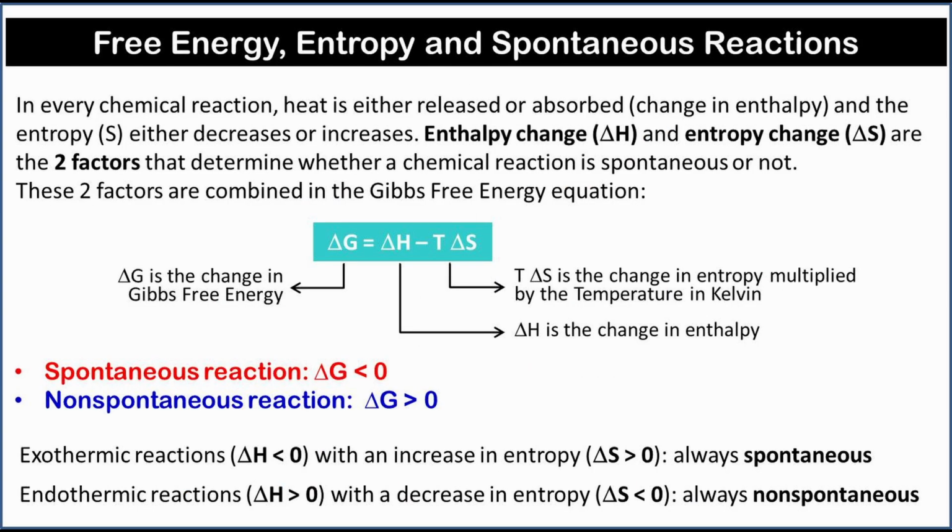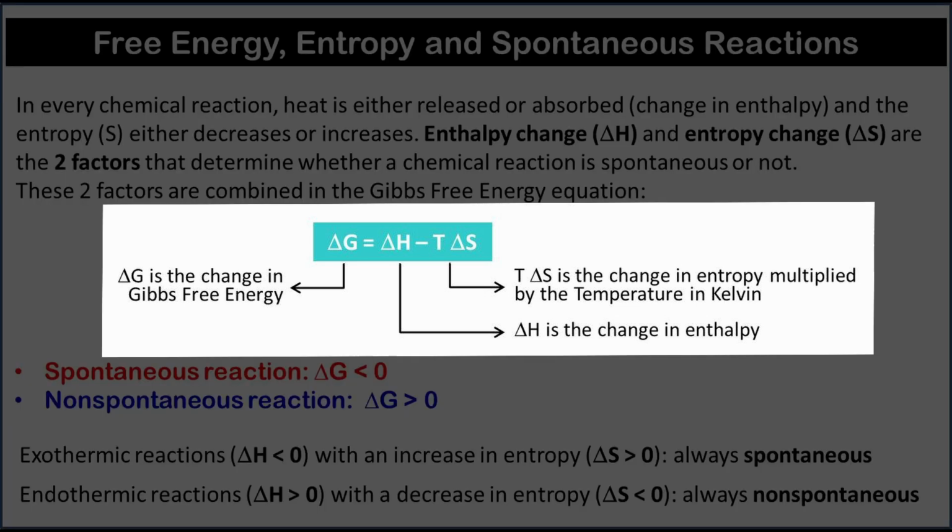In every chemical reaction, heat is either released or absorbed, which results in a change in enthalpy, and the entropy either decreases or increases. Enthalpy change and entropy change are the 2 factors that determine whether a chemical reaction is spontaneous or not. These 2 factors are combined in the Gibbs free energy equation, as shown here. Delta G is the change in Gibbs free energy, delta H is the change in enthalpy, and T times delta S is the change in entropy, multiplied by the temperature in Kelvin.